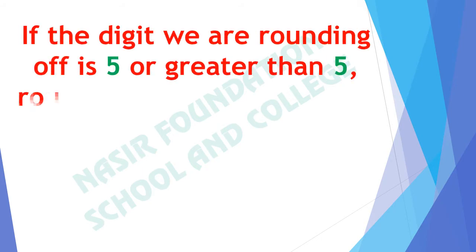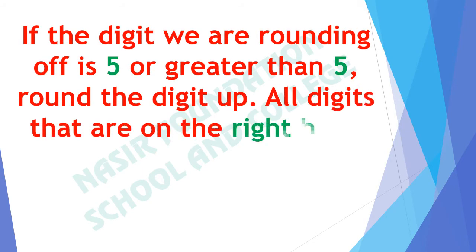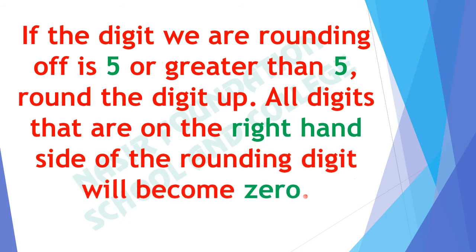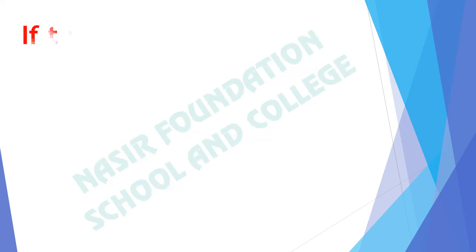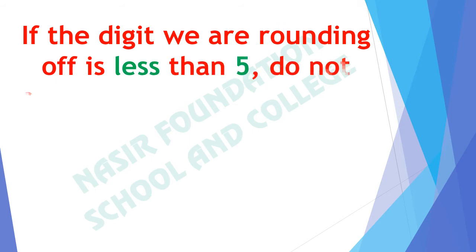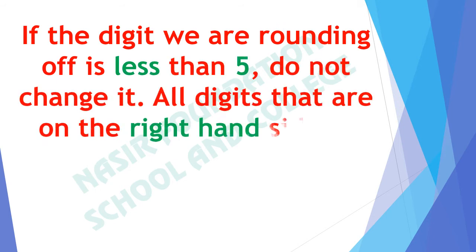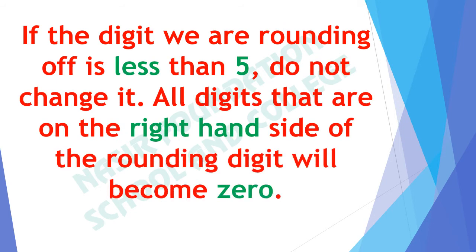If the digit we are rounding off is 5 or greater than 5, round the digit up. All digits on the right hand side of the rounding digit will become 0. If the digit we are rounding off is less than 5, do not change it. All digits on the right hand side of the rounding off digit will become 0.